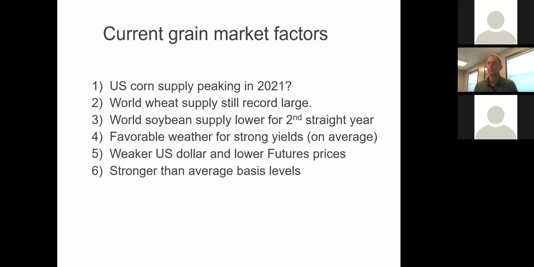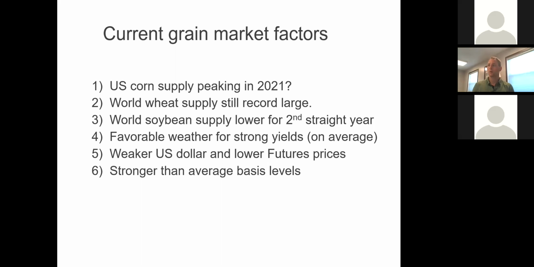Just to touch on a few items, current grain market factors right now: we've got U.S. corn supply most likely peaking in 2021. We're going to have a record crop this year, record ending stocks. It looks to me like we're going to have very large yields across the U.S. We've had pretty favorable weather conditions. World wheat supply is record large right now.